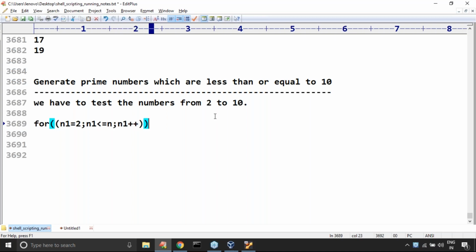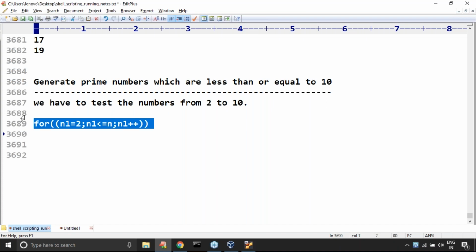First time, what is the n1 value? 2. Next time, what is the n1 value? It is a very easy thing only. Don't feel that it is difficult. If you trace line by line, you can understand very easily. So first time n1 is 2, next time n1 is 3, next time n1 is 4. So if n is 10, the n1 value will be repeated from 2 to 10. Correct or not? Any doubt about this loop?